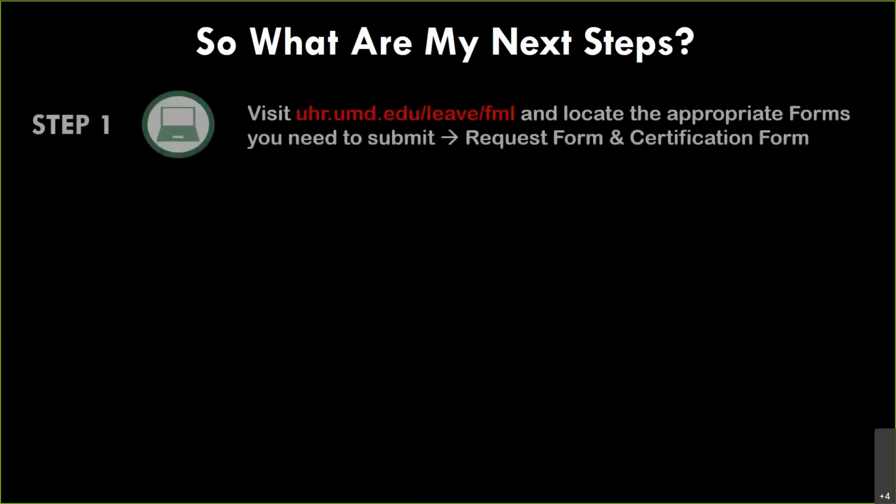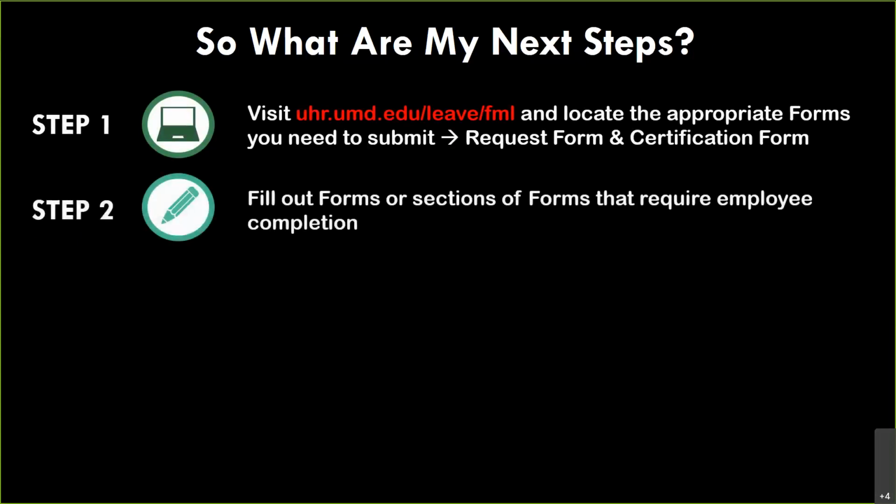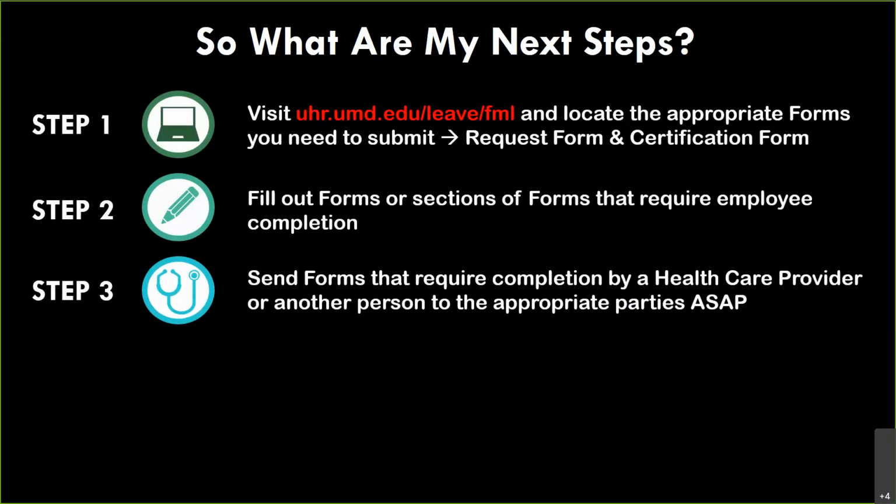Okay, so the biggie, this was a lot of information. What are your next steps? We have our updated website. So you would visit uhr.umd.edu/leave/FML, and you're going to locate the appropriate forms that you need to submit, the request form as well as the certification form. Step 2, you would fill out the forms or the section of the forms that require your completion, you as the employee. Step 3, you send the required forms to the certification of healthcare provider or another person to the appropriate parties ASAP.